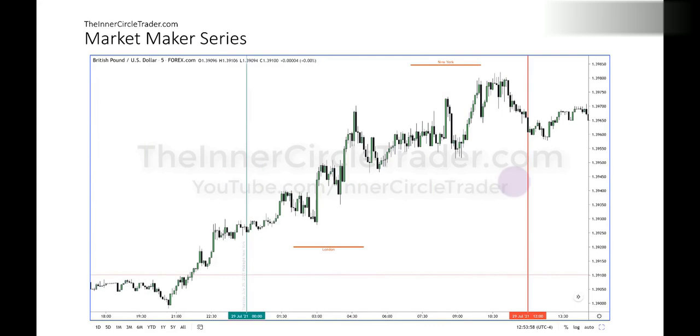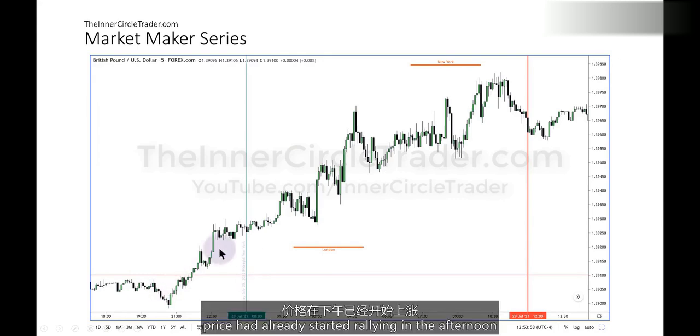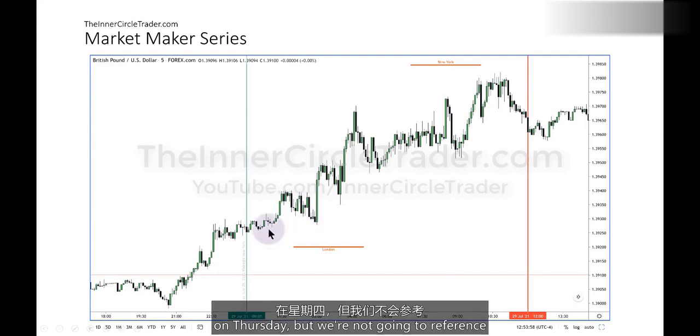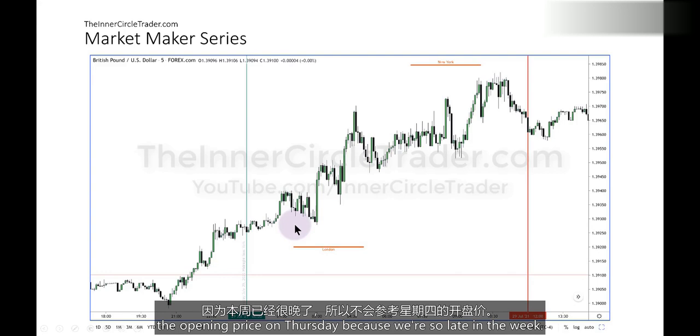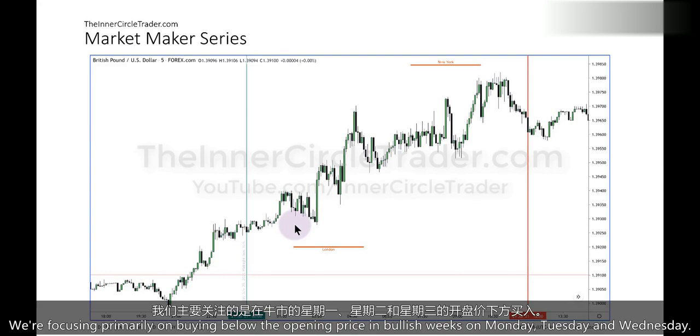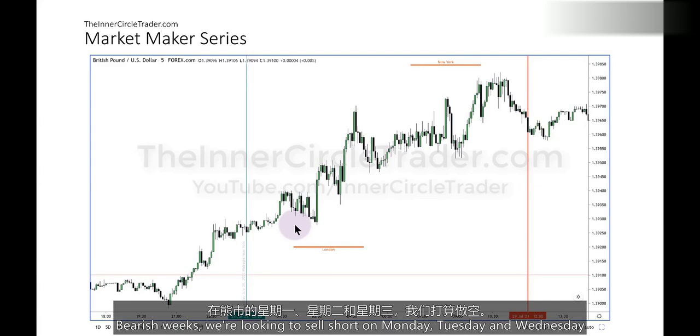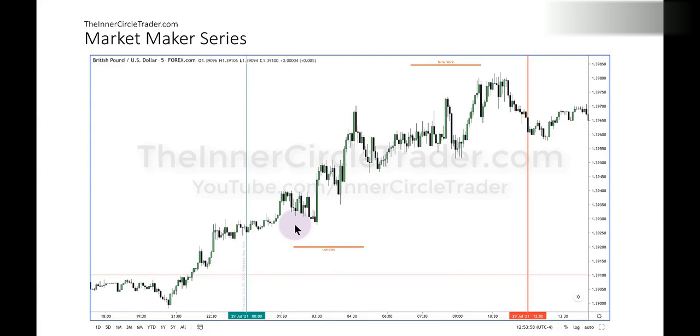On Thursday, 29th of July, 2021, price had already started rallying in the afternoon of the previous day after FOMC announcement, and we had a little bit of a drop down on Thursday, but we're not going to reference the opening price on Thursday because we're so late in the week. We're focusing primarily on buying below the opening price in bullish weeks on Monday, Tuesday, and Wednesday. Bearish weeks, we're looking to sell short on Monday, Tuesday, and Wednesday above the opening price. On Thursdays and Fridays, we're not factoring that in.